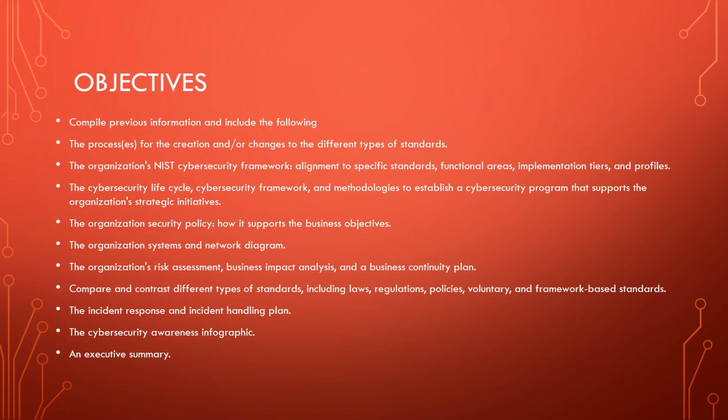The objectives of this summary are to compile previous information and include the following: the processes of the creation and/or changes to different types of standards, the organization's NIST cybersecurity framework, alignment to specific standards, functional areas, implementation tiers, and profiles, cybersecurity lifecycle, cybersecurity framework, and methodologies to establish a cybersecurity program that supports the organization's strategic initiatives, the organization's security policy, how it supports the business objectives, the organization's systems and network diagram, the organization's risk assessment, business impact analysis, and a business continuity plan.